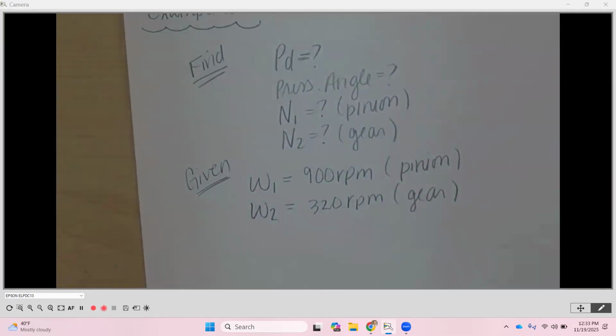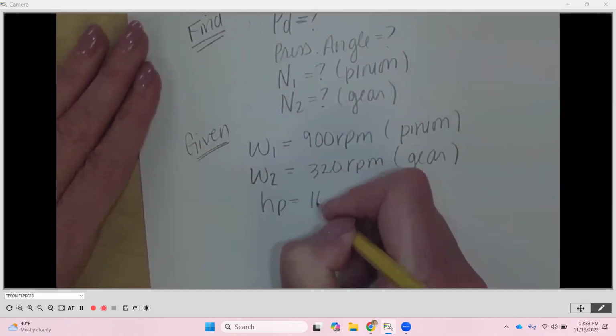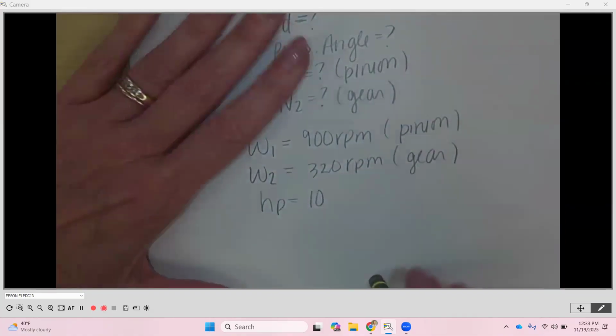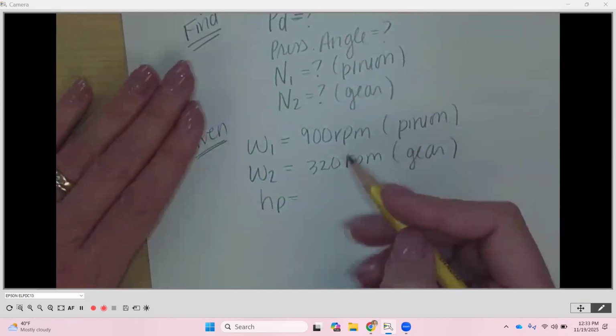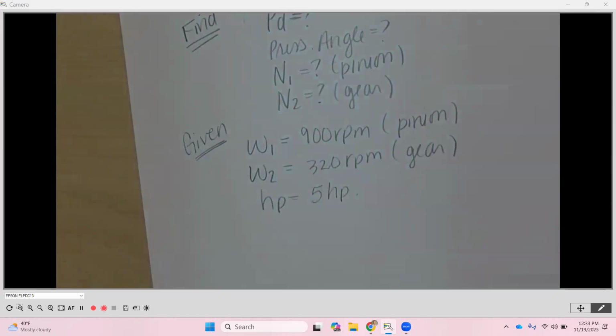So we're going to have 2 gears that are in mesh. The faster, smaller one is going to be going at 900 RPMs. The larger, slower one is going to be going at 320 RPMs. Okay. And then the other piece of information, we know that our horsepower rating is, what did it say? 5 horsepower. Okay. All right.